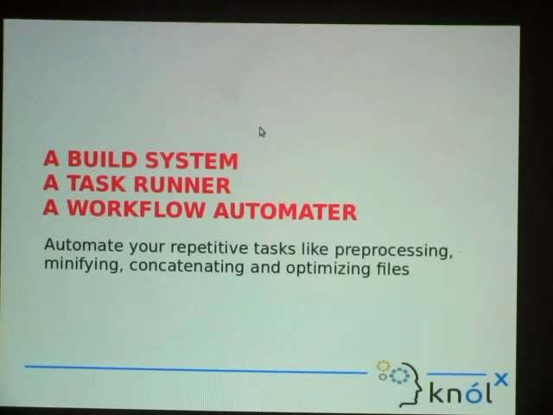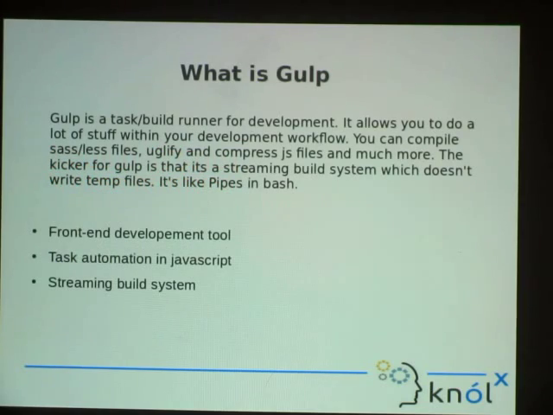So let's start with what is Gulp. Gulp is a build tool and a JavaScript task runner. It automates your workflow, repetitive tasks like processing, minifying, concatenating, and optimizing files. Gulp is a task runner for development. It allows you to do a lot of stuff within your development workflow. You can compile SASS or LESS files, uglify and compress JS, and much more. The kicker for Gulp is that it's a streaming build system which doesn't write temp files. It's like pipe in bash.